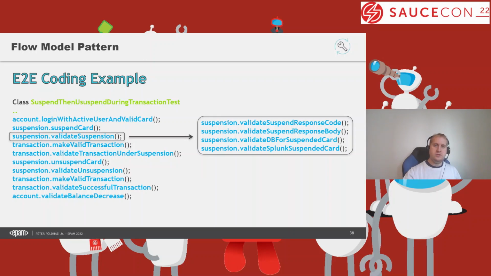So what the flow model provides is obviously in the test case, you don't necessarily want to see all the details of how you validate the suspension, but you can have all of that here. And these are actually also more detailed validations. So you're not going to make just one line of code of suspension. You might make, especially in DB, you may check a couple of records.